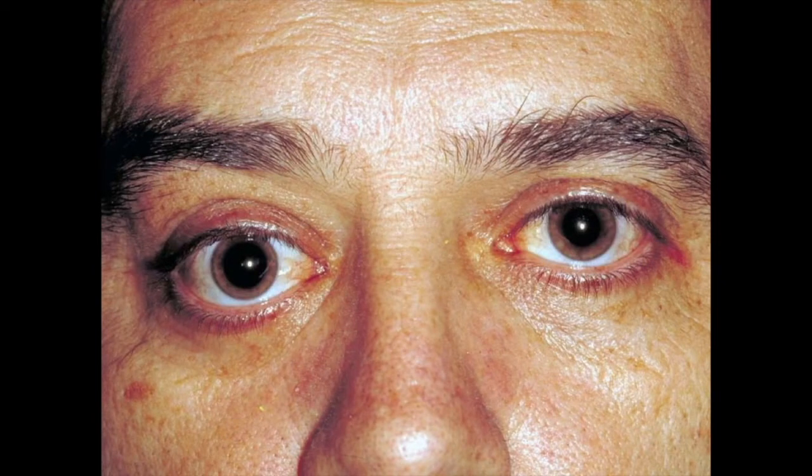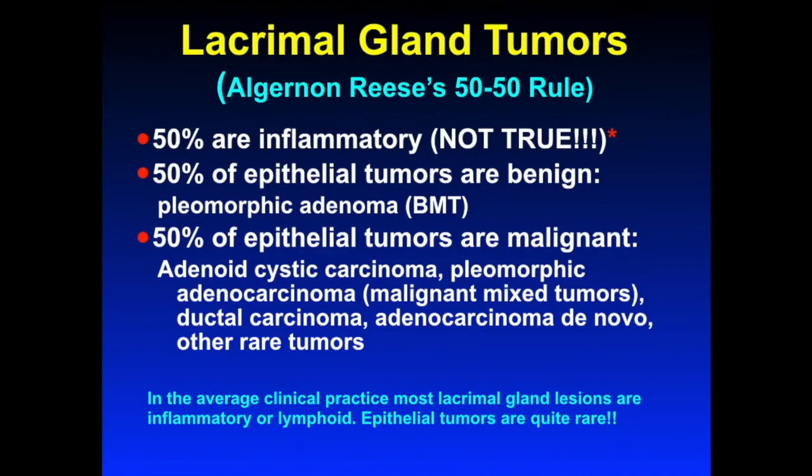This man has down and inward proptosis. He has a lacrimal gland tumor. Lacrimal gland tumors: Algernon Reese, the father of American ocular oncology, had a 50-50 rule, which is 50% true. In his series, he had said that about 50% of the lacrimal gland tumors were inflammatory. Actually, in average clinical practice, a much higher percentage of lacrimal gland lesions are inflammatory or lymphoid.